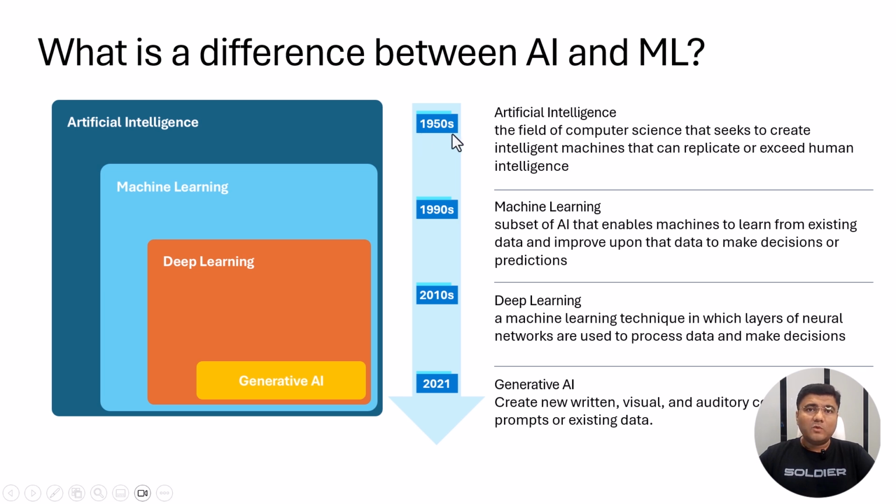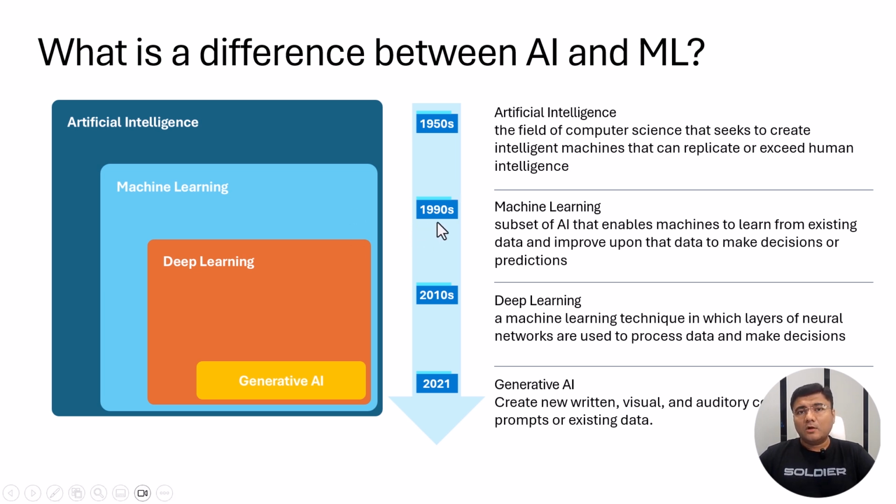This was the time when we got a definition of artificial intelligence, which said that it is a field of computer science that seeks to create intelligent machines that can replicate or exceed human intelligence. Now, obviously, the AI systems of the 1950s were very different from the latest AI systems we have right now. But somehow it had its roots in the 1950s.